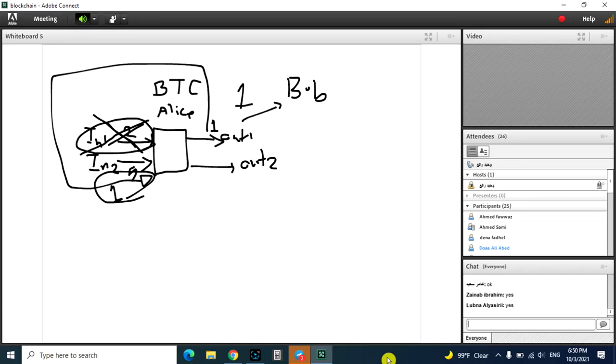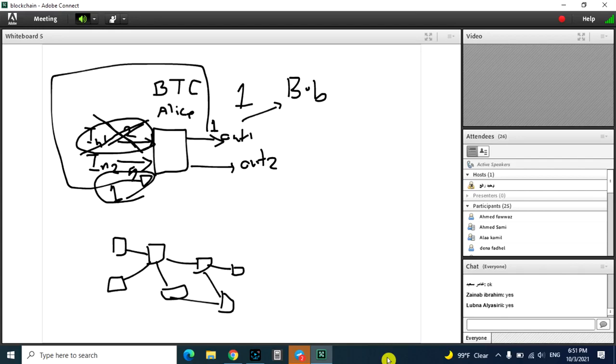The network of the cryptocurrencies like Bitcoin, like Ethereum, are a peer-to-peer network, something like this. These are the nodes, persons who are connected together to send and receive the cryptocurrencies. Suppose that something like this is the network of the Bitcoin.